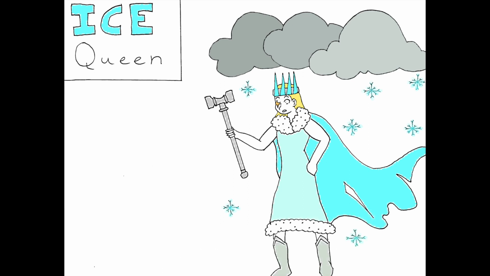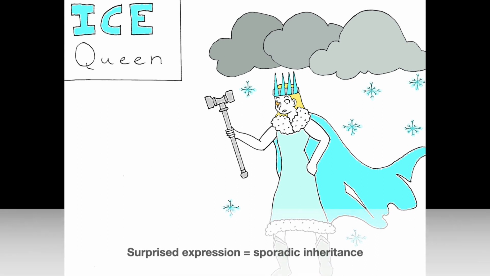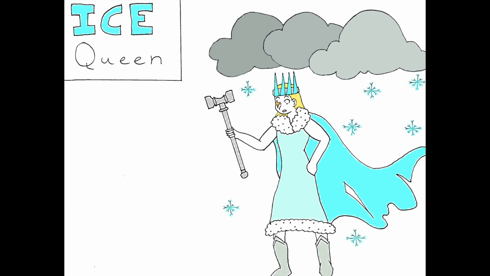she has one eye. This disease is sporadic inheritance, and my Sketchy symbol for sporadic inheritance is surprise. So she has a look of surprise on her face. This is an opposite to Axenfeld-Rieger, which is autosomal dominant.